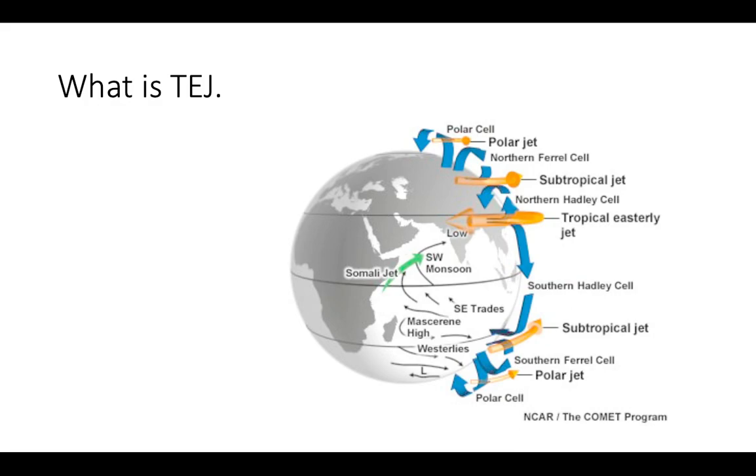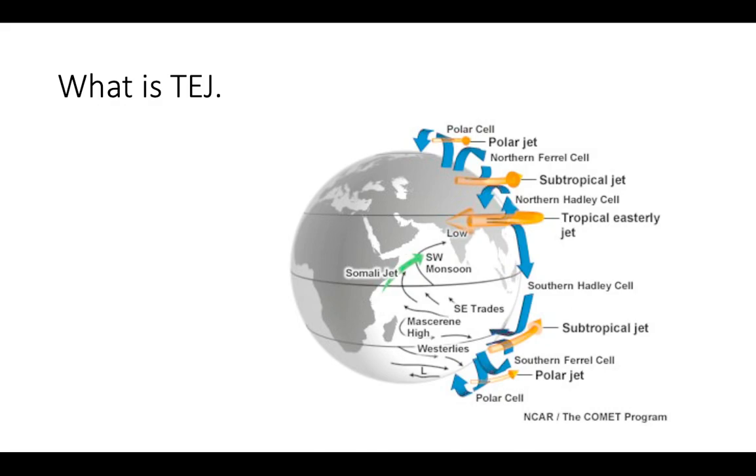Now these are the temporary jet streams. The tropical easterly jet stream is basically a temporary jet stream which moves east to west, and it forms under a certain condition in the summer season. So I will discuss that.